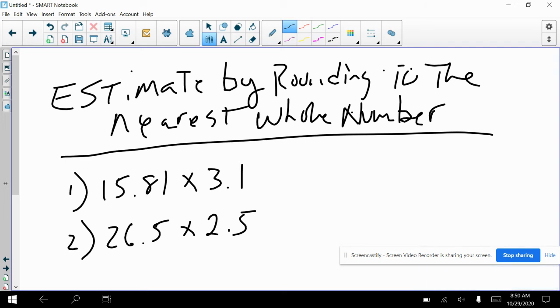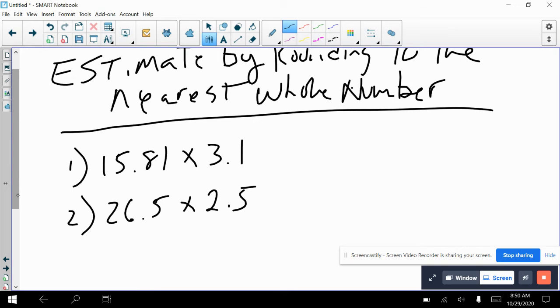All right, go ahead and do those two, please. The directions are up at the top.